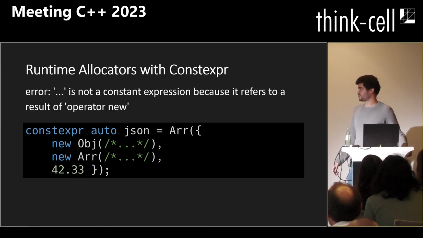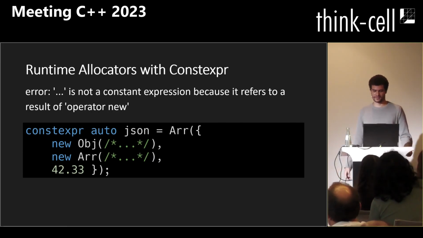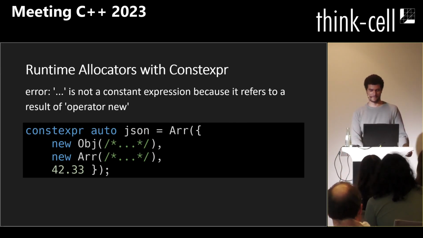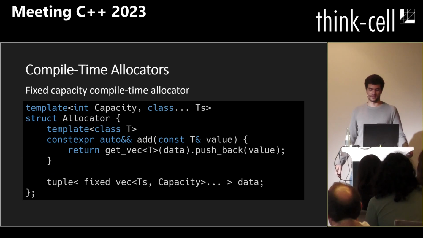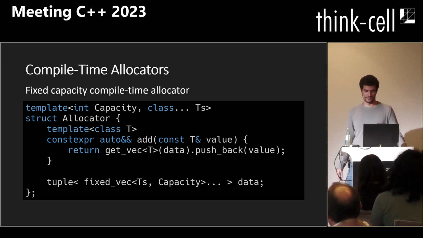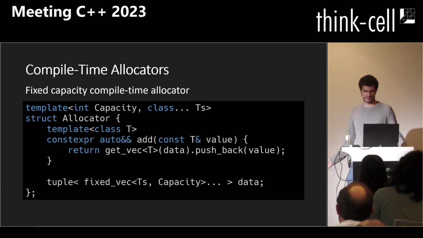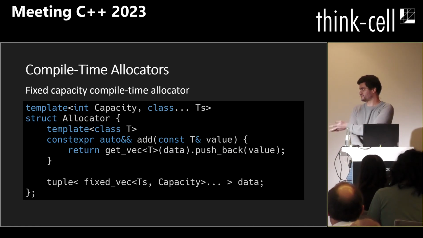If we try to make the JSON variable constexpr, we will get a compilation error because it refers to dynamically allocated value. You can use dynamic allocations in constexpr functions, but they must be deallocated and can't be stored inside the constexpr variable. We can solve this problem by using a compile-time allocator. Here we have a basic compile-time allocator that contains a tuple of fixed capacity vectors, one for each type. The add method stores a value in one of the fixed vecs and returns the reference that holds it.